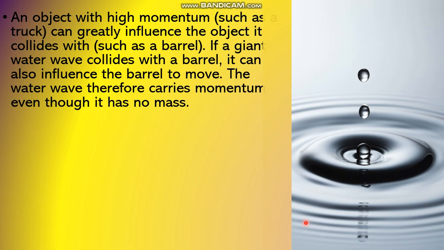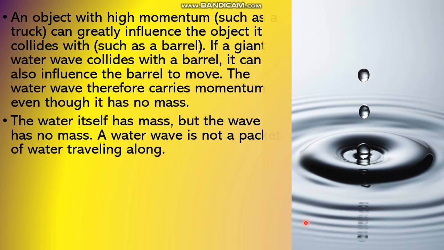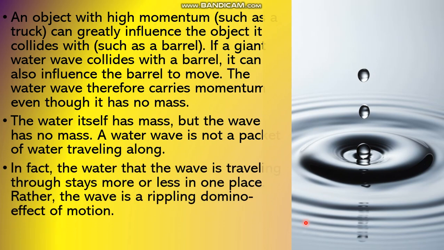can also influence the barrel to move, so the water waves therefore carry momentum even though they have no mass. The water itself has mass, but the wave has no mass. A water wave is not a place of water traveling along. In fact, the water that the wave travels through stays more or less in one place. Rather, the wave is a rippling domino effect of motion. So we can see that.